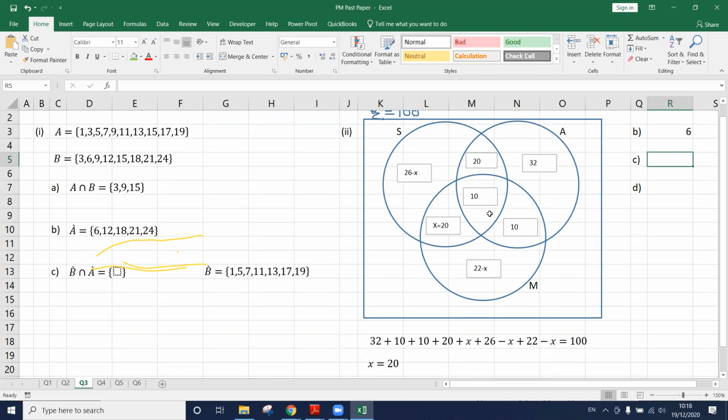But not accounting, so we do not take the accounting set. It is asking for the value of this region, whose value is 20. Management and statistics only is this region. It is about this.